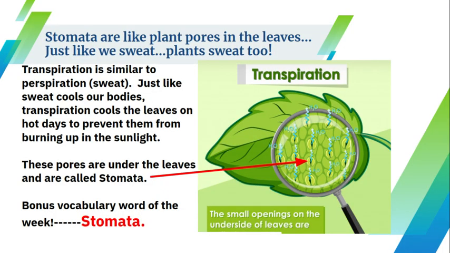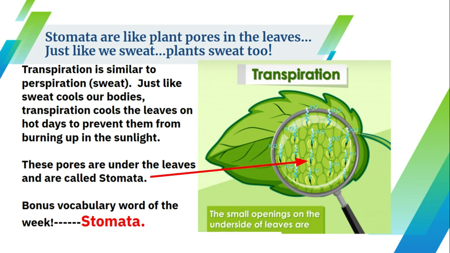Stomata are like pores in the leaves. Just like we sweat, plants sweat too. And they are on the underside of leaves. They're small openings. And that's how plants evaporate excess water and also evaporates out of the soil as well.